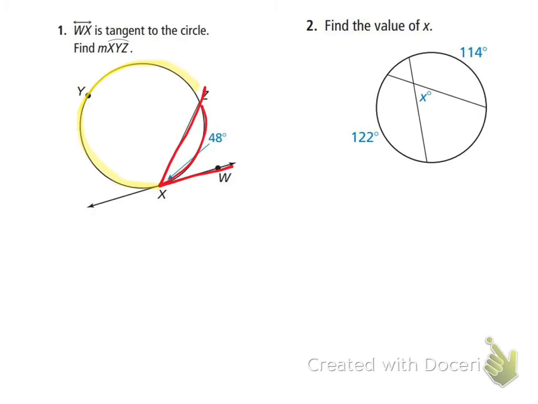So you can do one of two things, and either one works. Every single class has been different, every person is different. It depends on what you're more comfortable with. If this angle is 48 degrees, what can I do to find the angle next door? Subtract from 180. So 180 minus 48 is 132. If I know the angle is 132, what is the measure of its intercepted arc? Double it. So 132 times 2 is 264. Correct. So the measure of arc XYZ is 264.